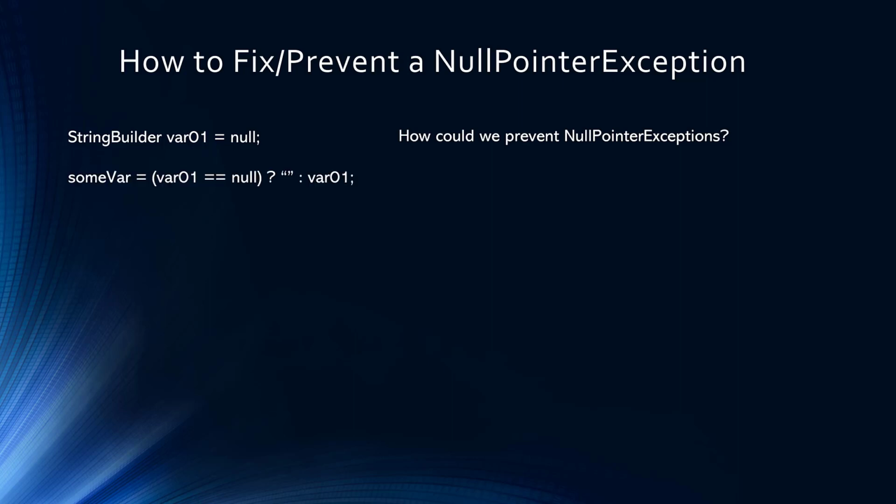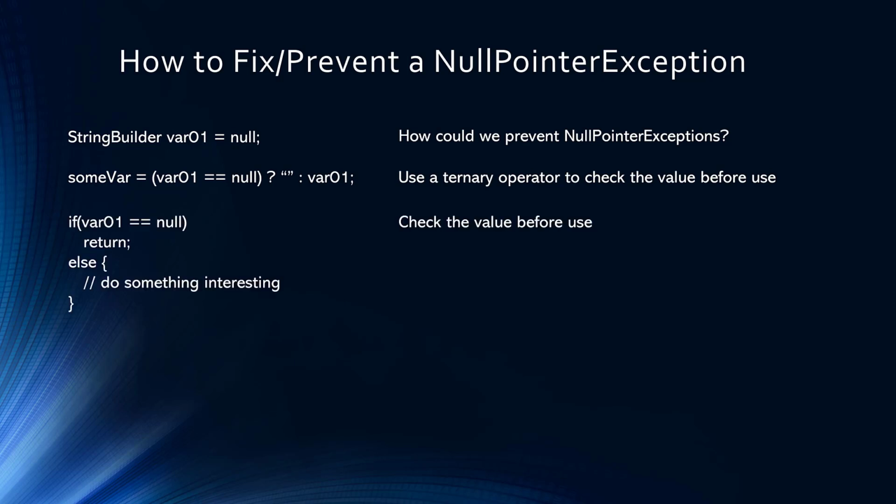First, we can use the ternary operator to check the value before we access it. Here, we compare var01 to null. If it is null, we return an empty string, otherwise, we return the contents of var01. Returning an empty string won't always be the right answer for your application and will depend on the object reference type that you're checking, but in general, the pattern will serve you well. Next, you can simply have a conventional if-then-else ladder and check if the value is null, and simply return back to the caller if it is.